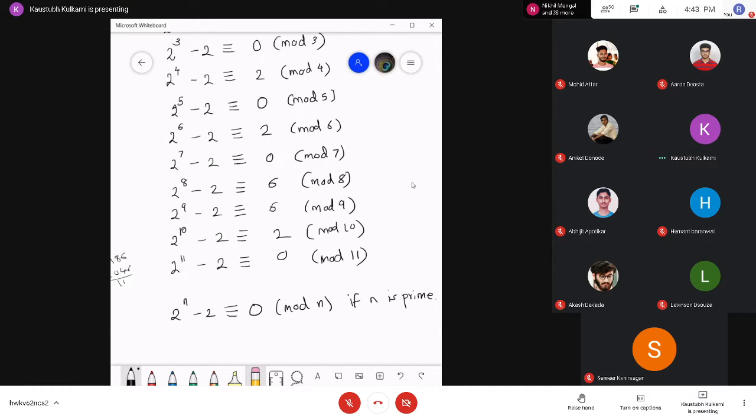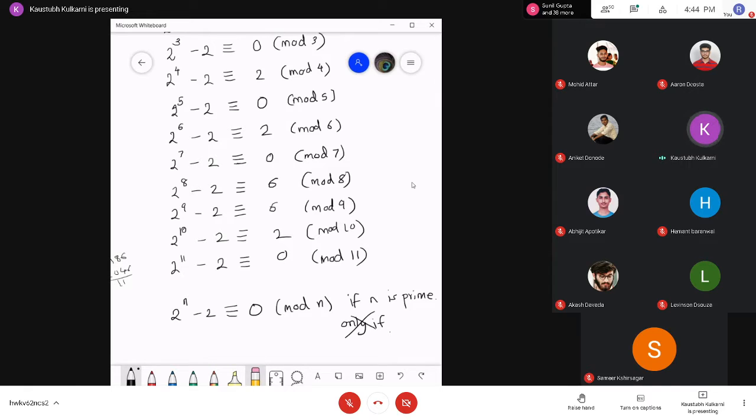because it can happen in some cases that 2 raised to n minus 2 can be 0 mod n. Only if is not there. It can be there for some other cases as well, but if n is prime, then it has to be 0. If n is prime, it has to be 0. Okay, so I cannot find an easy counterexample right now, but only if part is not there. That is what I want to say.